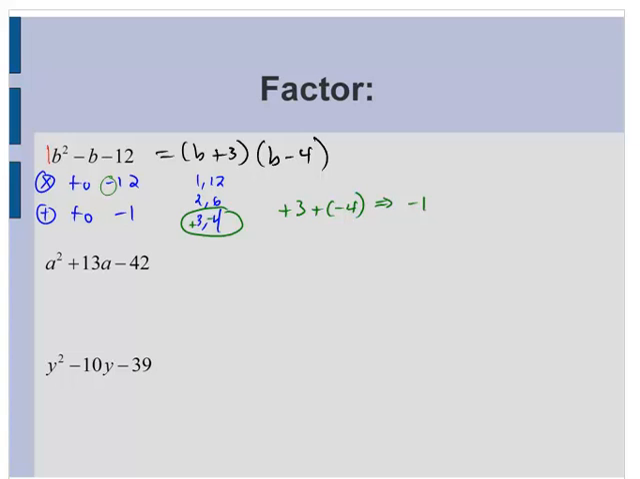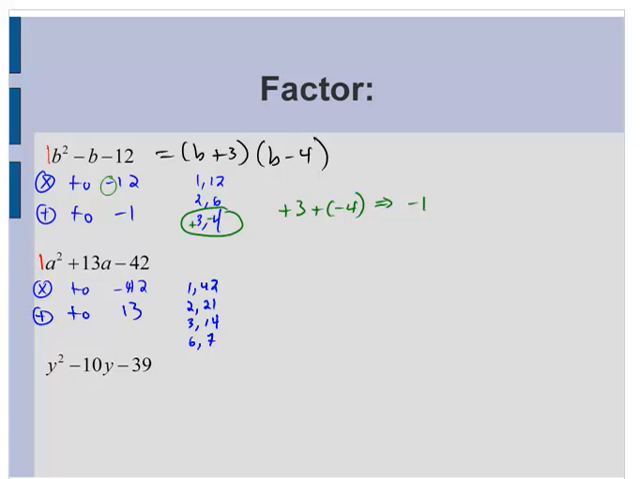All right, a squared plus 13a minus 42. Again, the lead coefficient is 1. So I need a pair of numbers that multiplies to negative 42 and sums to 13. The factors of 42 are 1 and 42, 2 and 21, 3 and 14, 6 and 7. Now, I need a sum of 13.